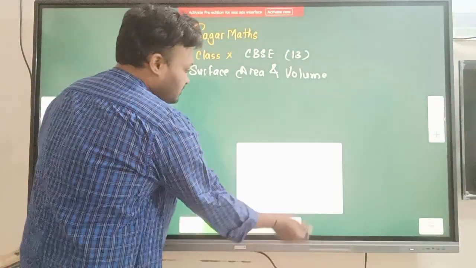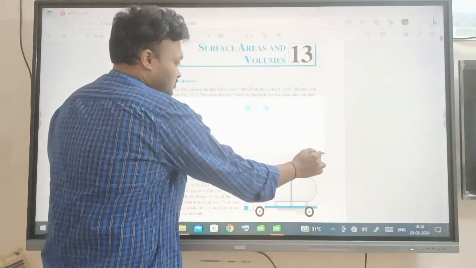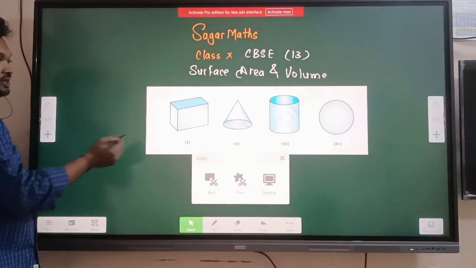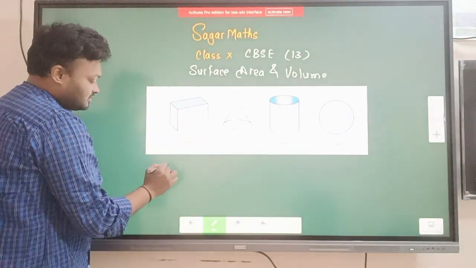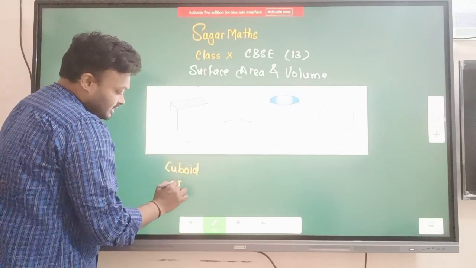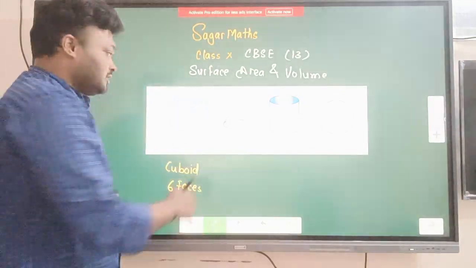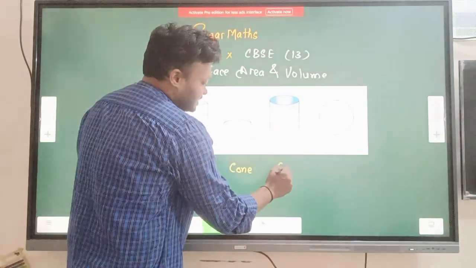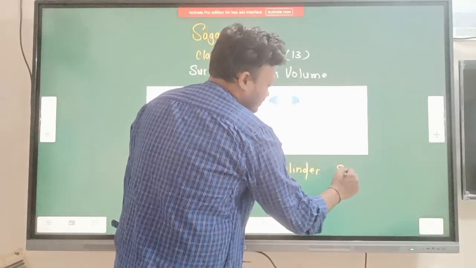So, we will start from how many shapes we have in 10th standard. There are 4 shapes we are going to study, which are these shapes. This is a cuboid. A cuboid has 6 faces. The opposite faces are equal to each other. Then we have a cone, then we have a cylinder, and in the end we have a sphere.